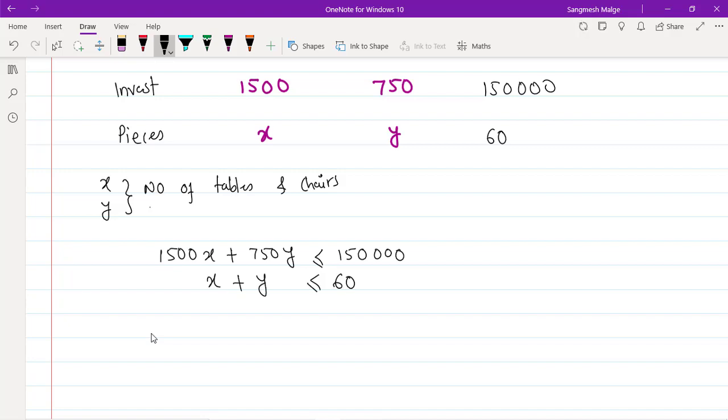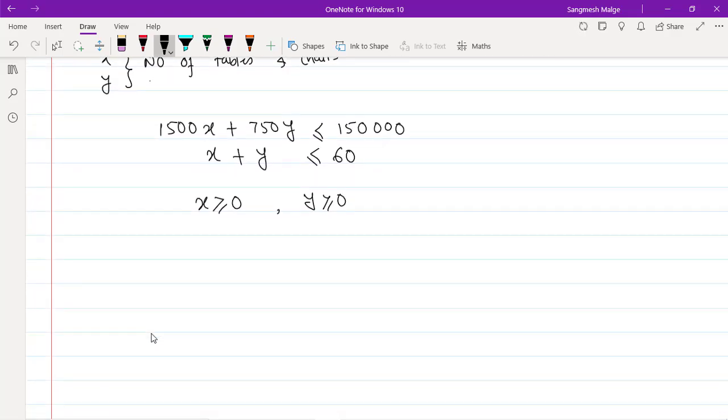The next constraint will be what? Positive x and positive y, because both are quantities of tables and chairs, so they cannot be negative. So these are constraint 1, constraint 2, constraint 3 and constraint 4. If you write all these four, you will get full marks. If you leave these two, you will lose half of the marks.